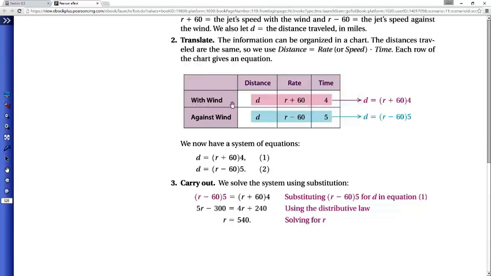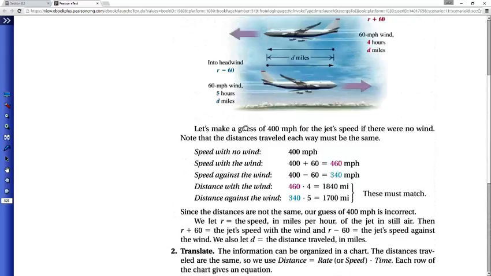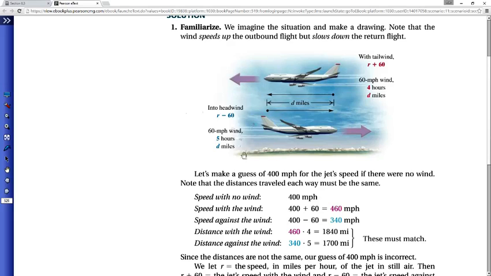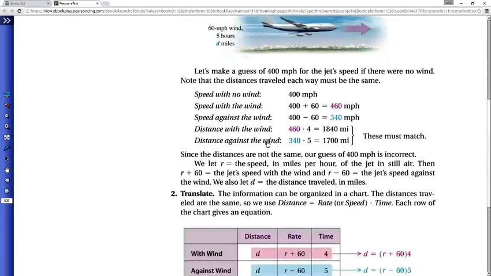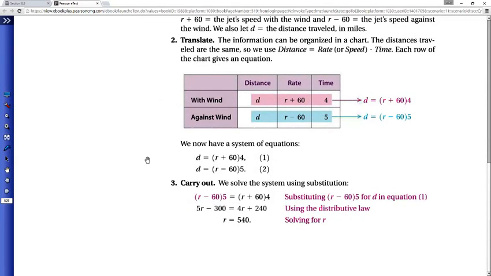Well, we draw this table with wind, distance here, and then the rate, it would be the R plus 60, and the time would be 4. And these times they got from the original problem. They're saying if you went 4 hours with the wind and 5 hours against the wind, when would they cover the same amount of distance? So here are our equations they derive from this table, which is very handy work.